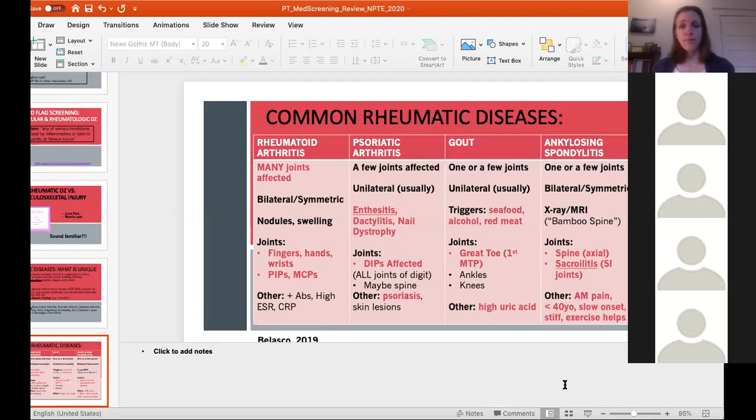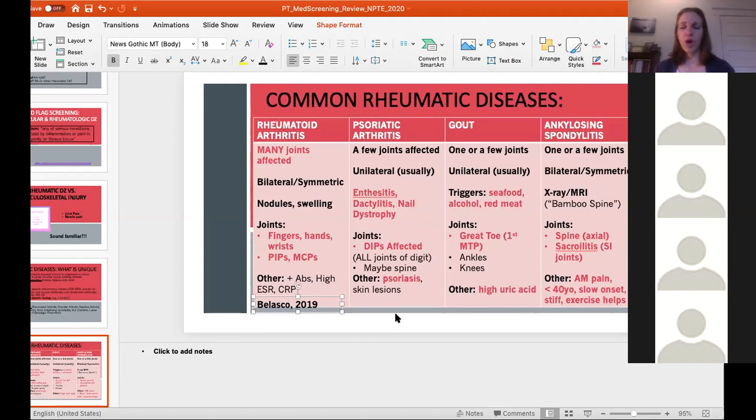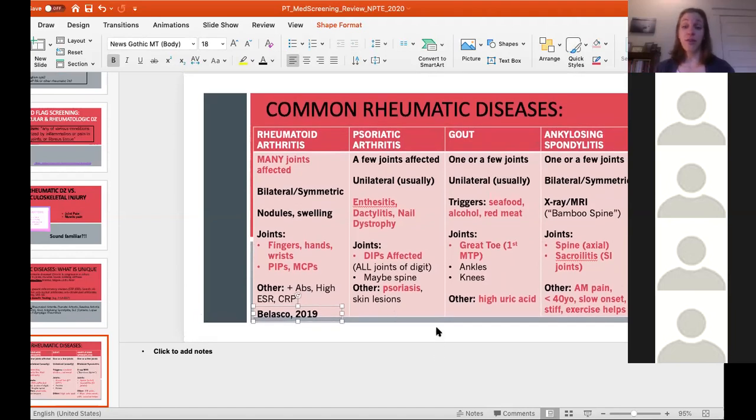So RA is going to be polyarticular. And like I said, fingers, hands, wrists, small joints of the hands and fingers are going to be affected. Sometimes you'll see nodules and swelling, but usually those are later developments. And then they're likely to have some sort of positive antibody testing or markers of active inflammation. So elevated C-reactive protein or elevated ESR, erythrocyte sedimentation rate, are going to be indications of more global systemic inflammation.